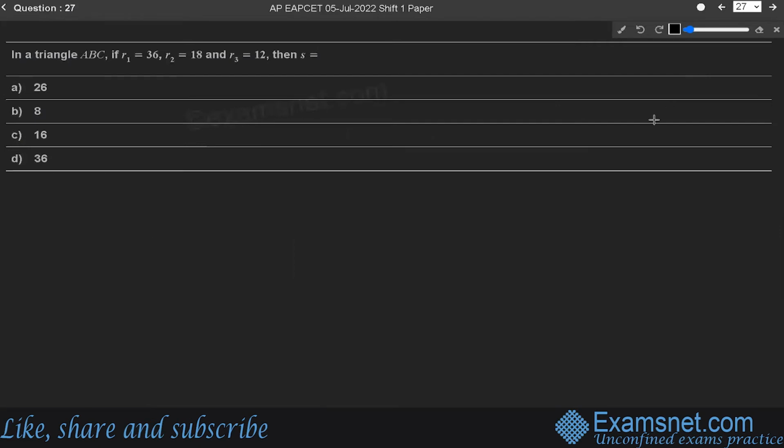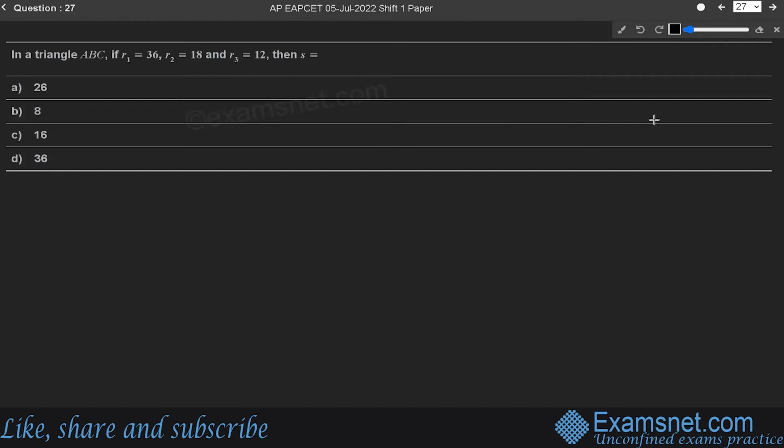Next question is also of a triangle. In a triangle ABC, if R1 is equal to 36, R2 is equal to 18, and R3 is equal to 12, then S is equal to.